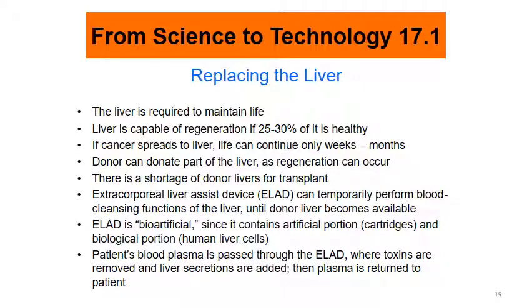Replacing the liver is required to maintain life. It is actually able to regenerate on its own, but if there is cancer and it spreads to the liver, then it's not able to regenerate from that. But donations can be made. Only a part of the liver can be donated, because regeneration of that part of the liver can actually help to fix the liver. There are also other devices that help to mimic what the liver is doing.